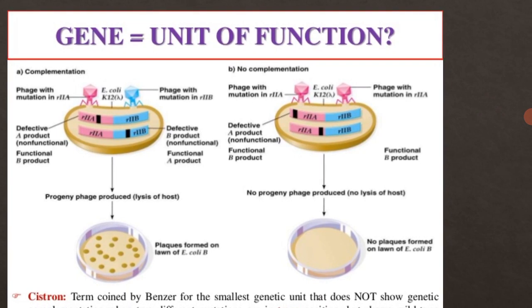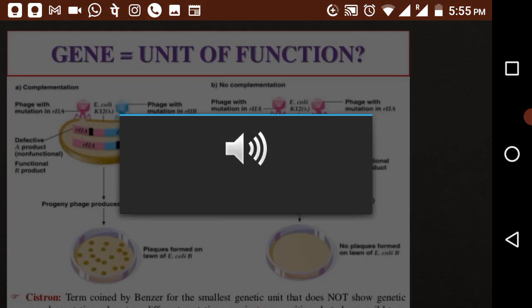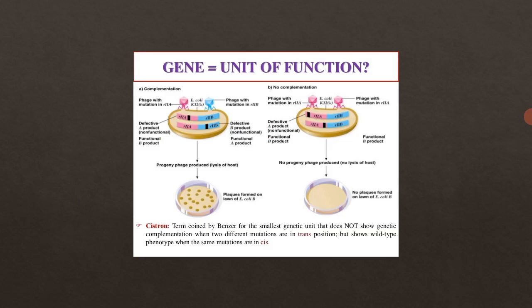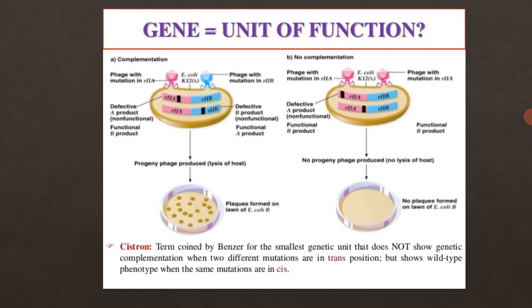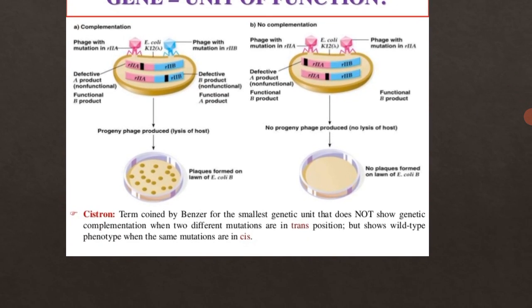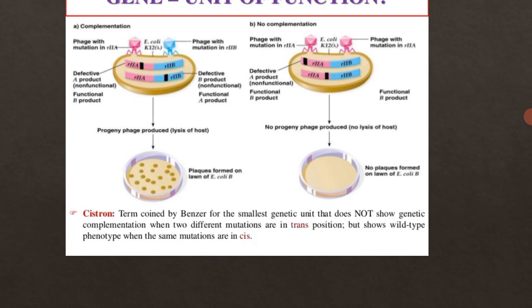Okay, so now you can see an E. coli K12 lambda cell, right? On that E. coli cell, we have recombined two phage molecules. One phage has a mutation in the R2A gene and one phage has a mutation in the R2B gene, okay.